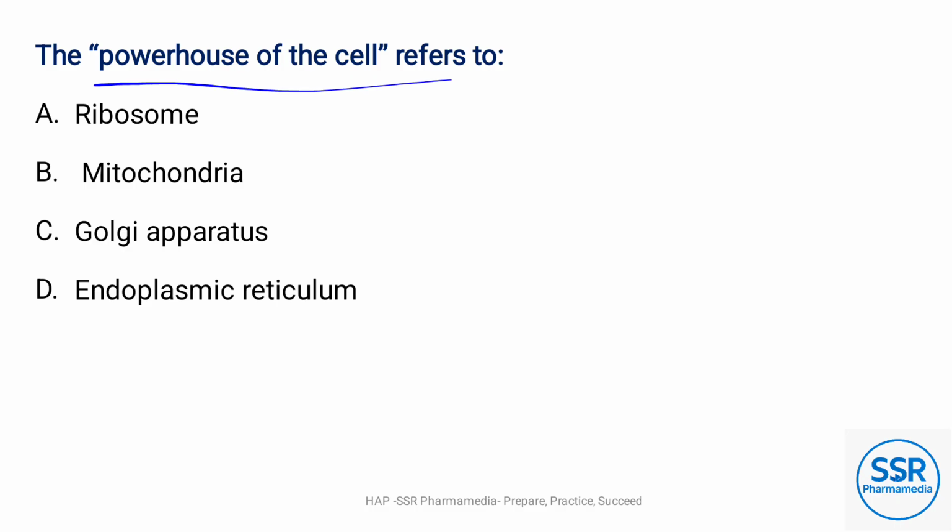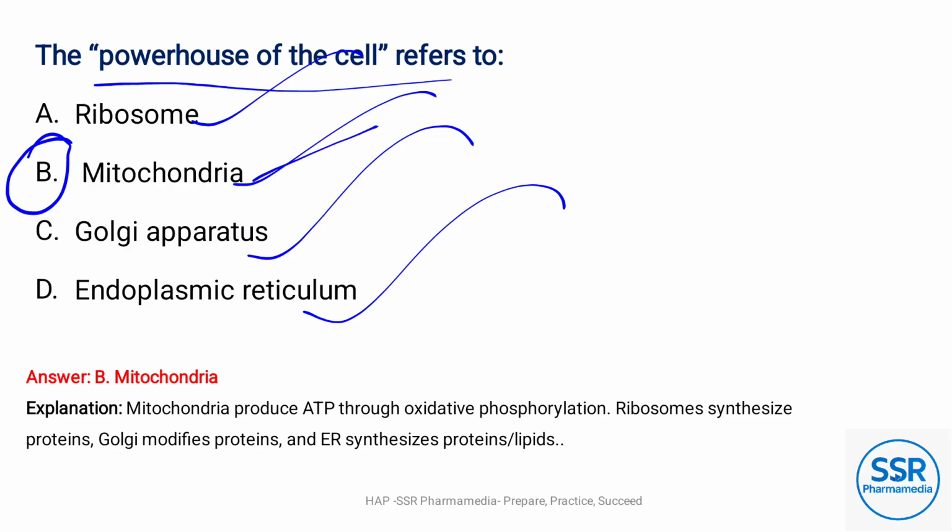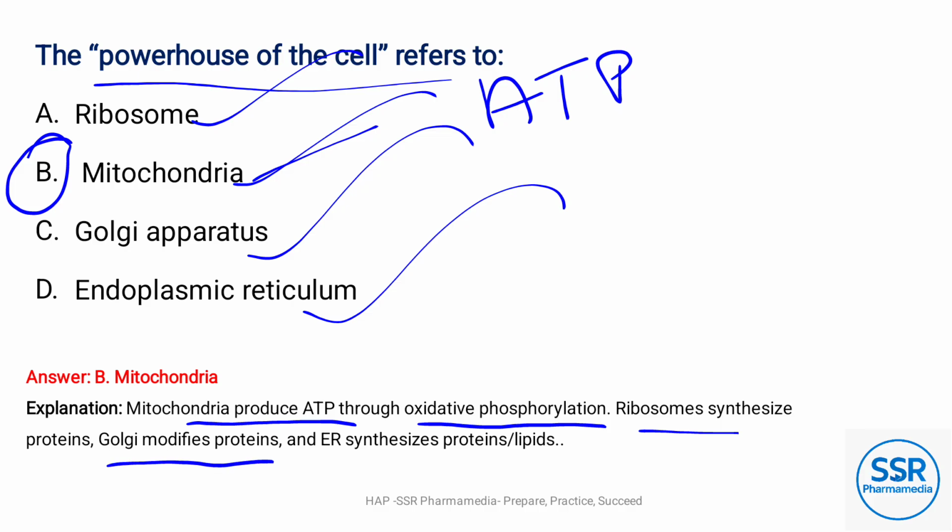The powerhouse of the cell refers to: option A, ribosomes; option B, mitochondria; option C, Golgi apparatus; option D, endoplasmic reticulum. So the answer is option B, because mitochondria are involved in the production of ATP. Mitochondria produce ATP through oxidative phosphorylation, ribosomes synthesize proteins, Golgi modifies proteins, and endoplasmic reticulum synthesizes proteins and lipids.